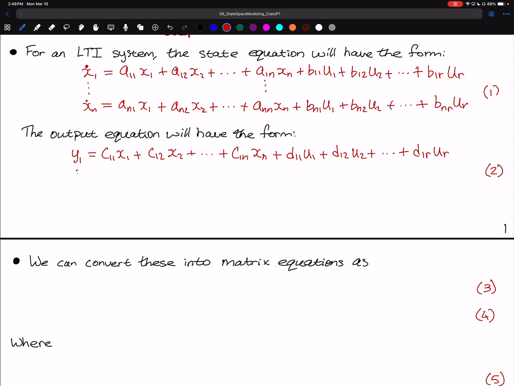We're going to have here m outputs, so we're going to have these little vertical dots. This can go all the way up to ym. This is going to be equal to cm1 times x1 plus cm2 times x2 plus dot dot dot plus cmn xn plus, in this case, dm1 times u1 plus dm2 u2 plus dot dot dot plus dmr ur.